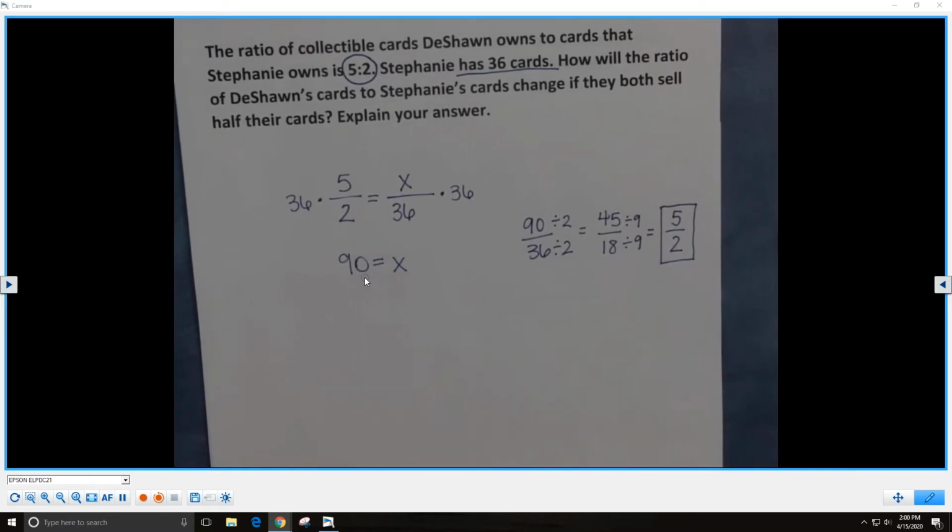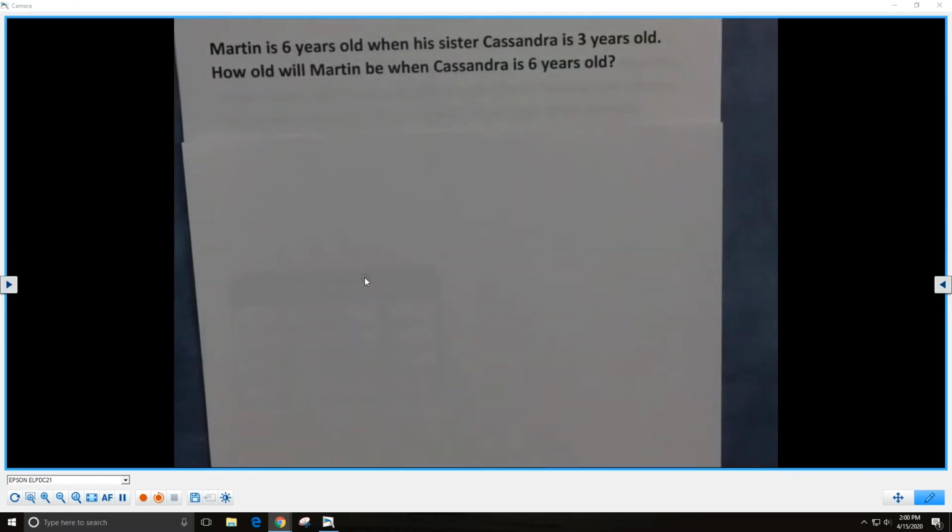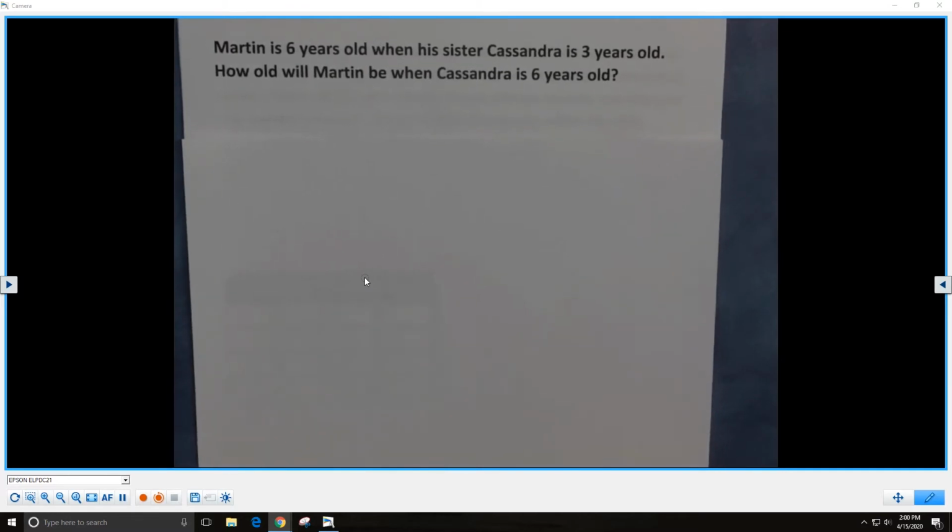Here's another example of how to properly apply proportional reasoning in a contextual problem. Take a look at this one and make sure that you're working the problem with me. Martin is 6 years old when his sister Cassandra is 9 years old. How old will Martin be when Cassandra is 6 years old?